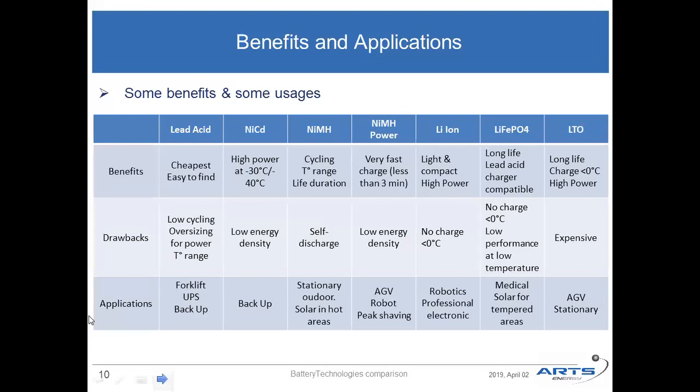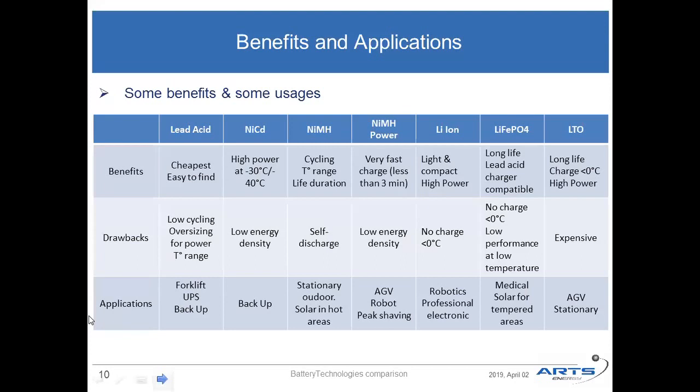For nickel cadmium, the main benefit is the power at very low temperature, -30, -40. The drawback is that the energy density is relatively low, and the main application is backup, and also the start of engines in very cold countries like North America or North Europe.